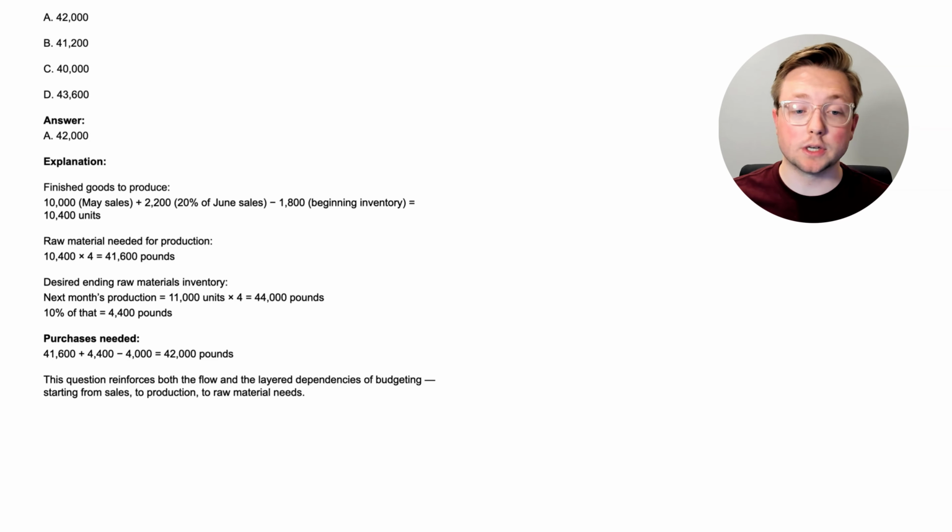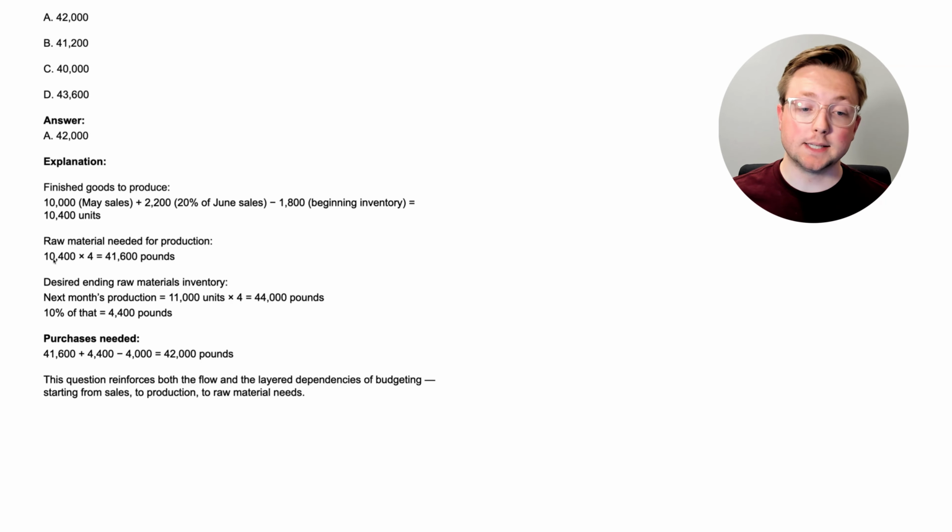Then we add the ending amount from June that we want to still have in inventory. So 20% of June sales needs to be still in inventory at the end of the month. And then they already started with 1,800 units completed in the beginning inventory. So 10,000 plus 2,200 less 1,800 means that they want to have 10,400 units finished in May. Now, what does that mean as far as raw materials? We take the 10,400 units, multiply it by the 4 pounds per unit that we need to create the unit. So 41,600 pounds to be able to create those 10,400 units.